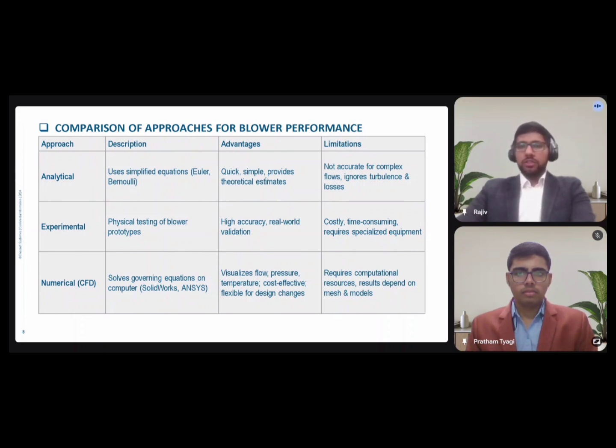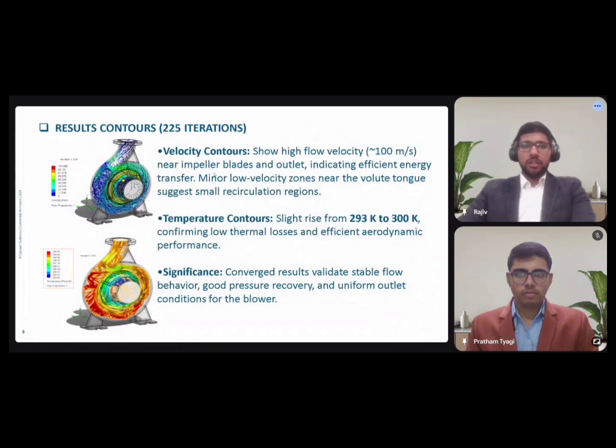In the analytical approach, the conclusions that we reach are quite quick and simple, but they are not accurate enough for any design optimizations. And in the experimental approach, the results that we get are very accurate, and there is a lot of real world validation due to them being physical tests. But it is also very costly, time consuming, and requires a lot of specialized testing equipment that will be used in the experiments. Now, these are the results that my teammate will shed some light on.